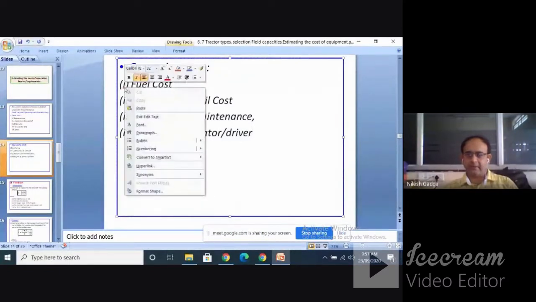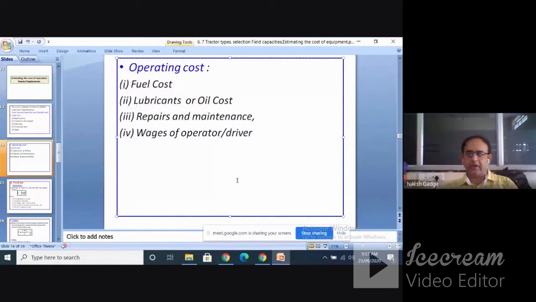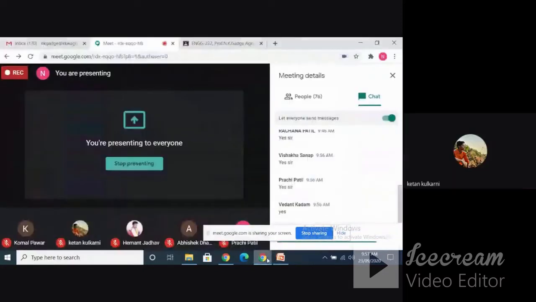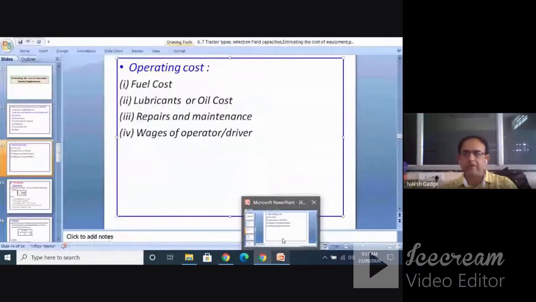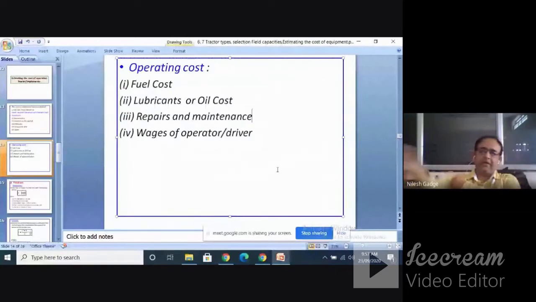Fuel cost, lubrication cost or the oil cost, repairs and maintenance. These formulas are not required actually. Then wages of operator and driver. Have you finished this? Those who haven't finished it, write down operating cost as fuel cost, lubricant cost or the oil cost, repair and maintenance, and wages of the operator. We have to calculate all these things.